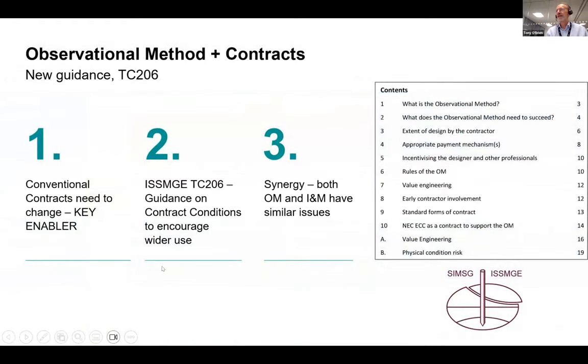As Duncan mentioned, with TC206 we're trying to provide new guidance, mainly aimed at clients and procurement specialists, so not necessarily just geotechnical engineers. But I think it's important that geotechnical engineers understand what needs to be in a contract to facilitate the observational method, because one of the key things here is encouraging wider use. Frankly, at the moment, hardly anybody does the OM, and we need to change that dynamic so more people think about using it.